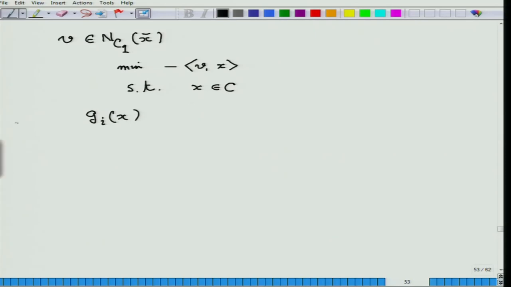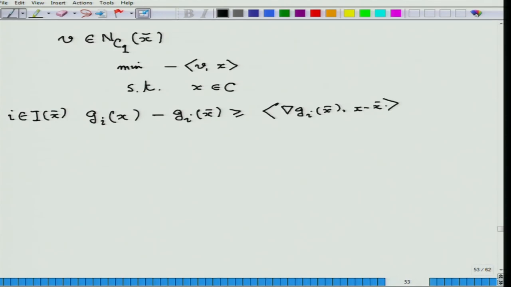Now, consider those i's which are in I(x bar), that is the active index set, the set of all i's for which g_i of x bar is 0. Then convexity would give me, for each i, this fact. This is something which you already know. Because i is in I(x bar) this is 0, and so, for x in C, for each i, g_i of x is of course less than or equal to 0 and this is 0.